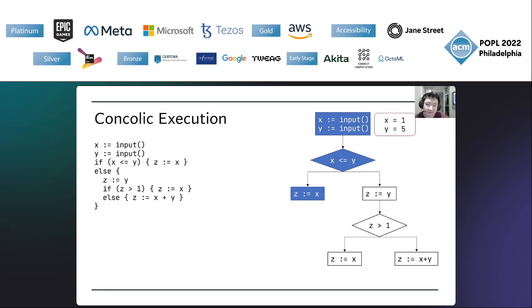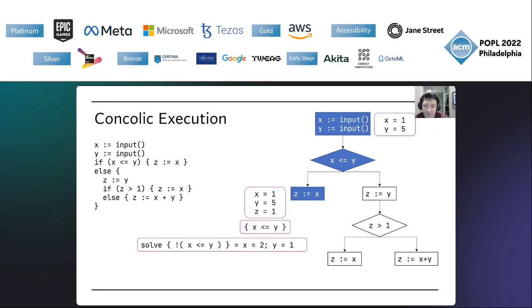Then the first if statement would go to the true branch under the concrete execution, and we track the path condition just as what we did in the normal symbolic execution. Then after this execution finishes, we can negate the path condition to generate new concrete values, which will be used in the next iteration.